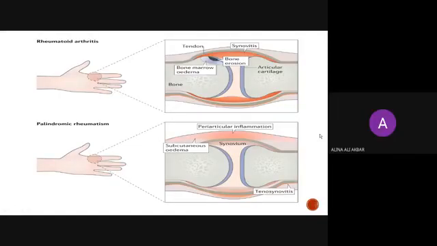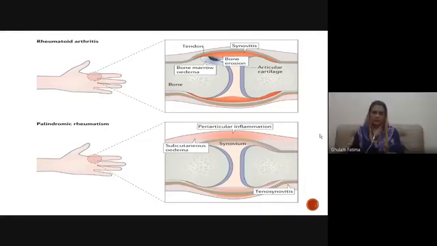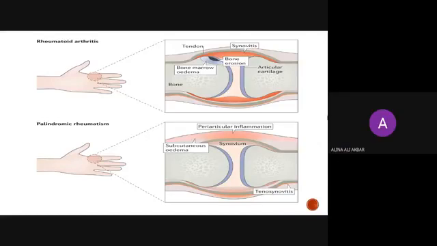In this picture, rheumatoid arthritis shows bone erosion or synovitis. But in palindromic, there is edema or swelling in the periarticular inflammation spaces.